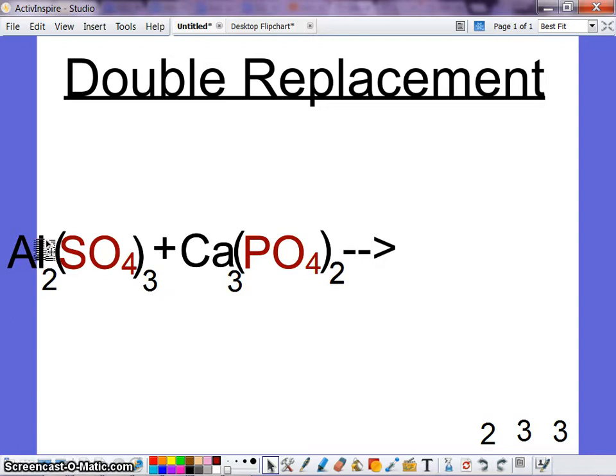Aluminum had a +3 charge, and that's why I have a 3 here. If sulfate were with something different, it may or may not have a 3 there. With that said, let's see what happens. The cations, as you can see, just move straight over. At this point, you have to think about what the anions are going to do.